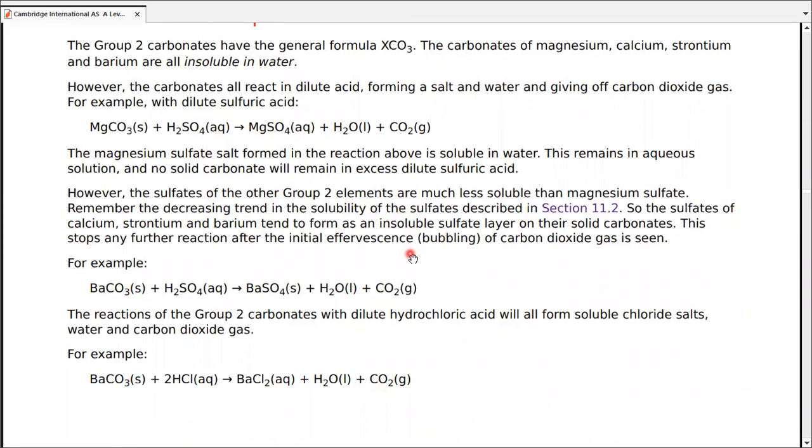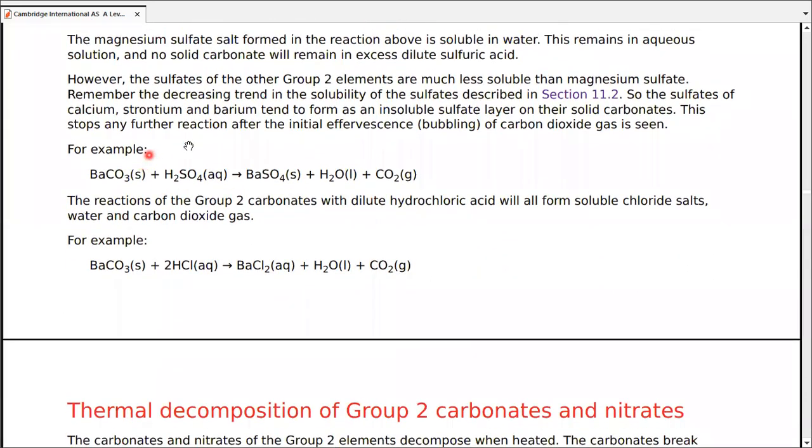So even if magnesium sulfate is soluble, as we go down the group, barium sulfate tends to become a completely insoluble sulfate. So a sulfate layer on the solid carbonates will tend to form for calcium, strontium, and barium. This stops any further reaction after the initial bubbling of carbon dioxide gas is seen. For example, this happens in the case of barium. The reactions of group 2 carbonates with dilute hydrochloric acid will all form soluble chloride salts, so in those cases you will never talk about any insolubility.